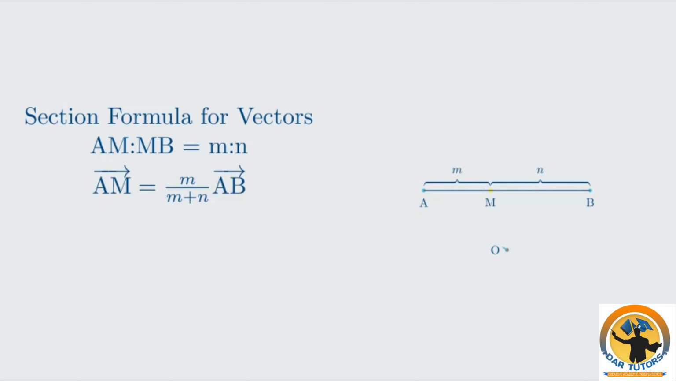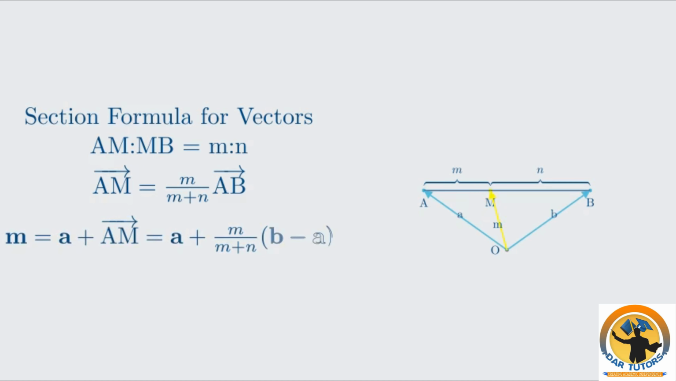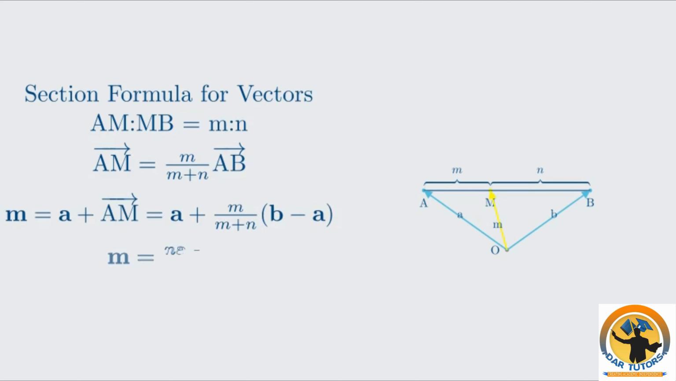We can use this to find the position vector of M, which we'll call m. The position vector m is the position vector of A plus the vector AM. Substituting our expression for AM, we get m equals a plus m over m plus n times the quantity b minus a. Rearranging this gives us the section formula: m equals n times a plus m times b, all over m plus n. This formula is very useful for finding the coordinates of a point that divides a segment in a specific ratio.